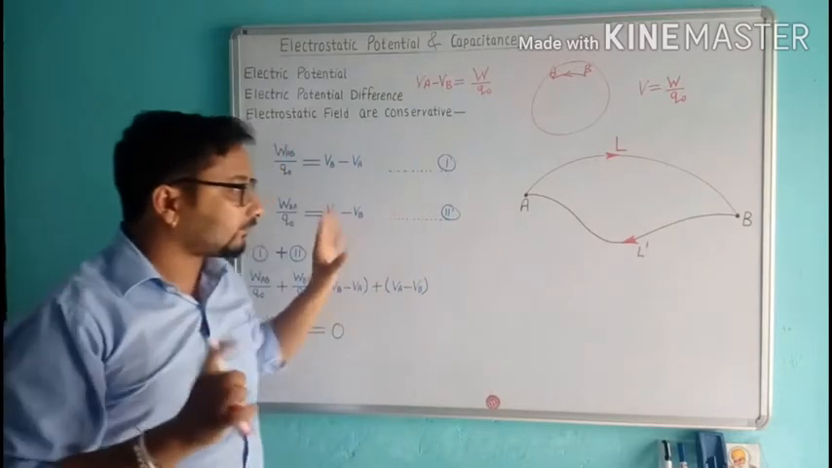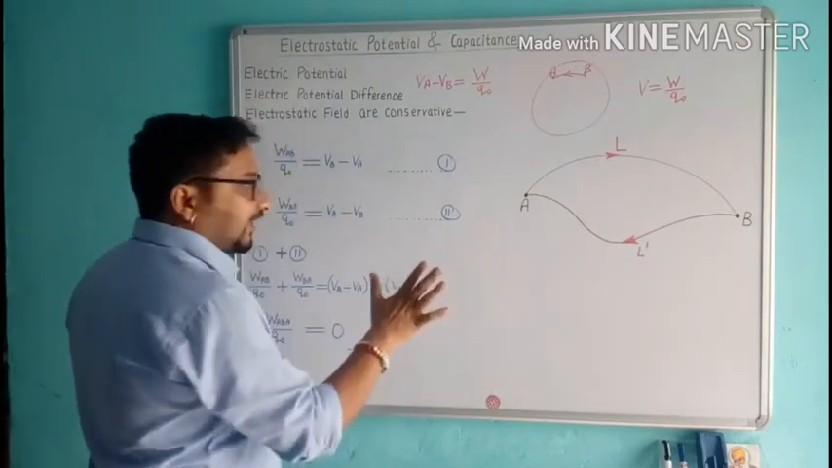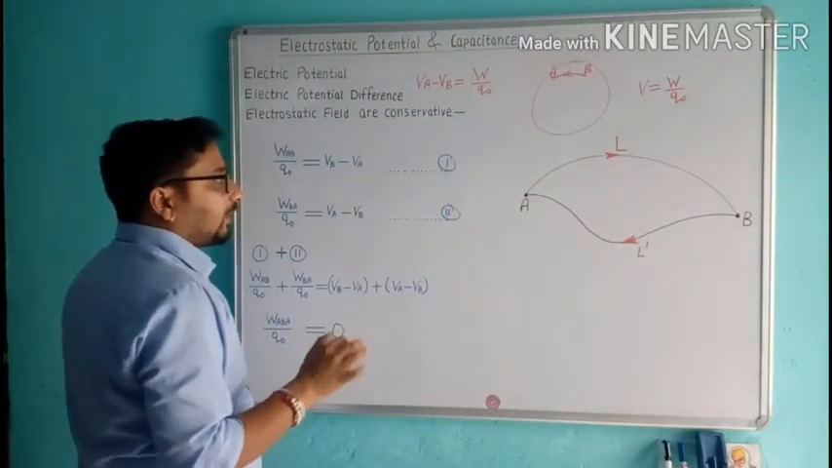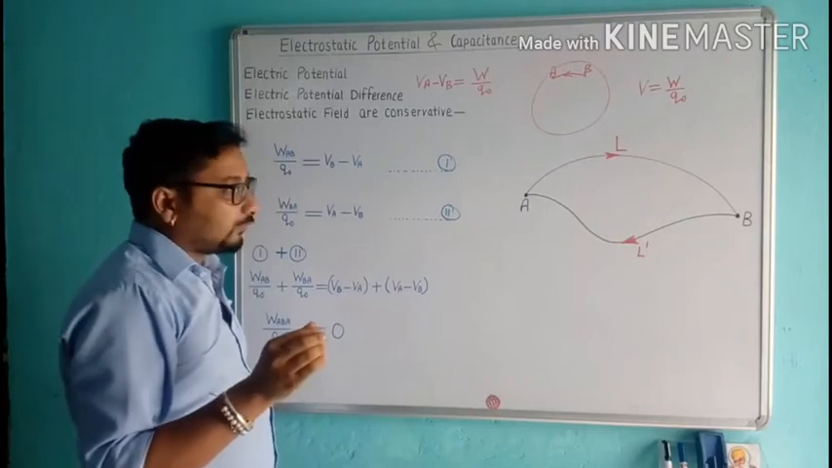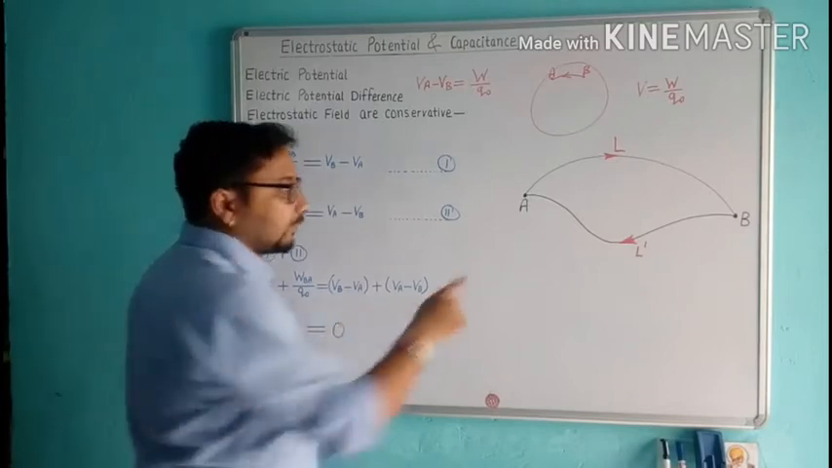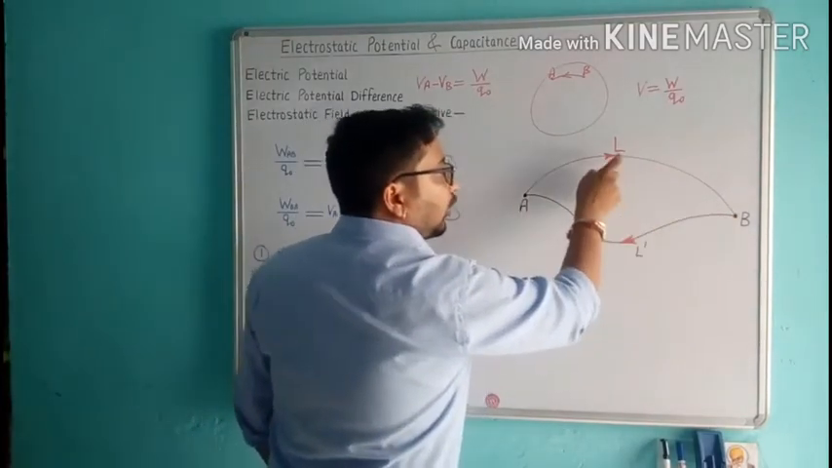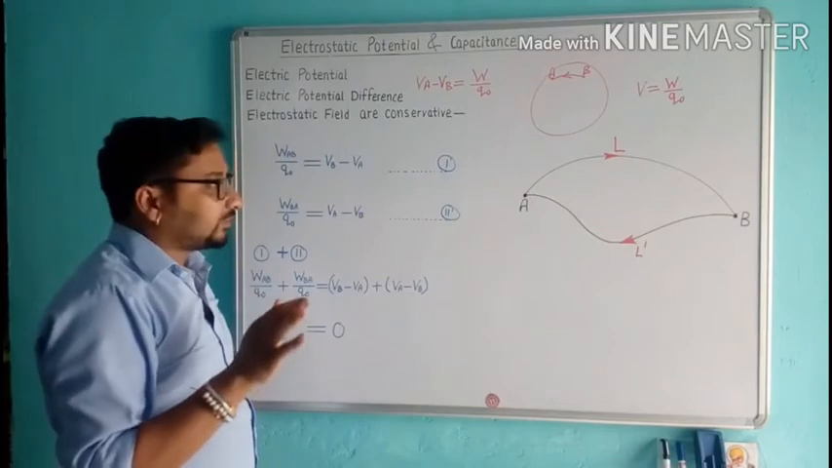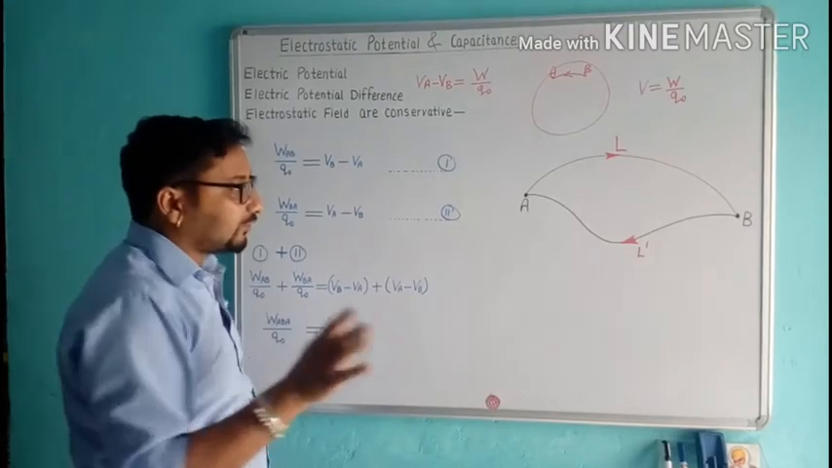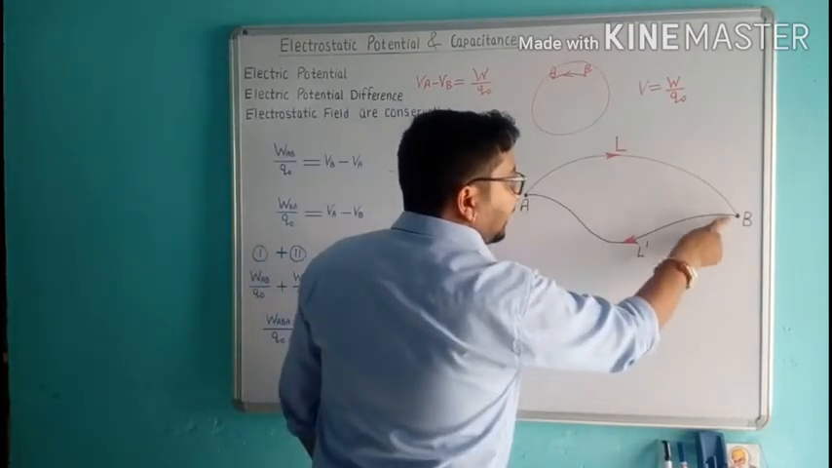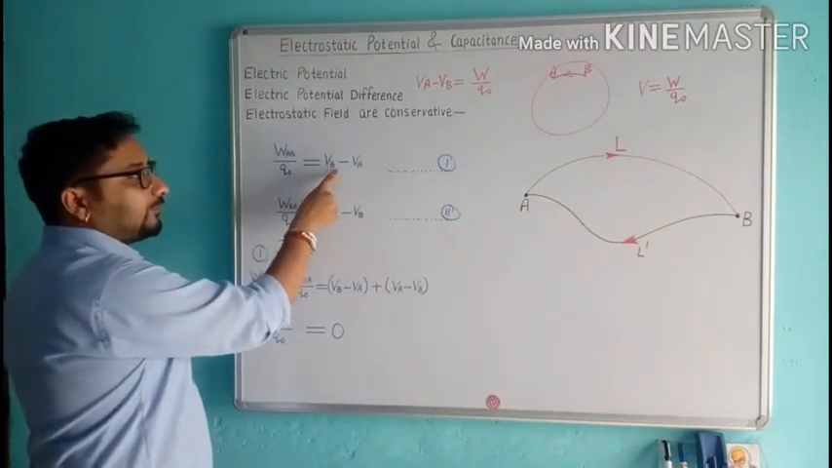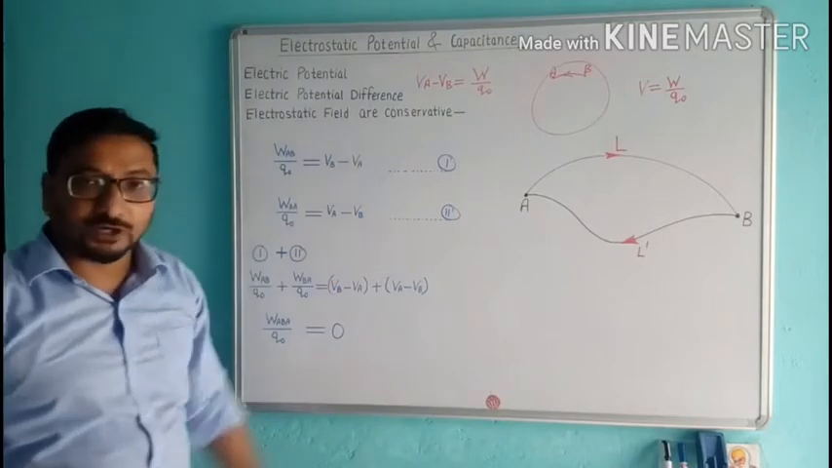For that, suppose this is point A and this is point B, and we want to move a unit positive test charge Q naught from point A to point B along path L. Then the work done to carry a unit positive test charge Q naught from point A to point B along the path L will be WAB upon Q naught is equal to VB minus VA, using this formula. Equation number 1.